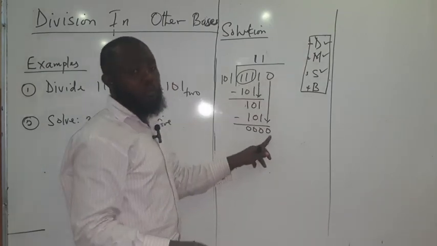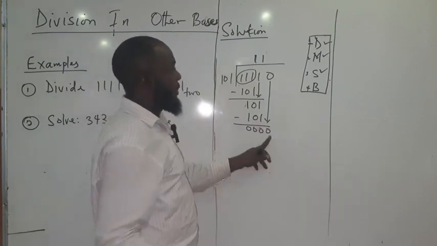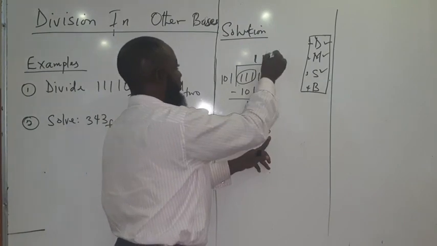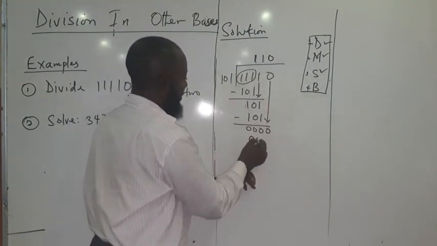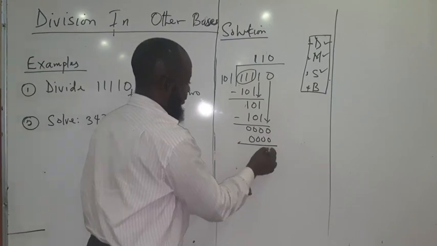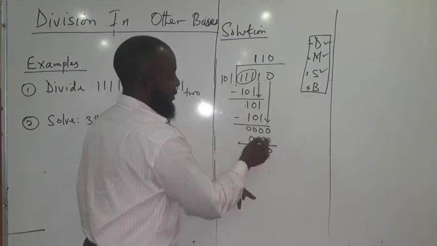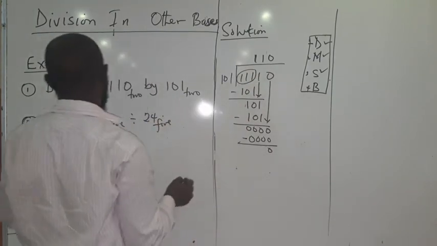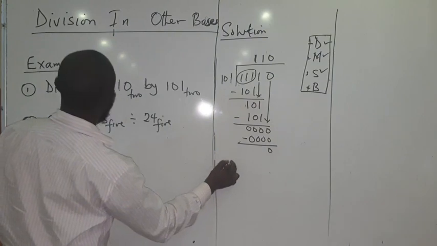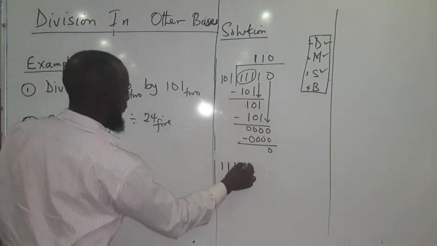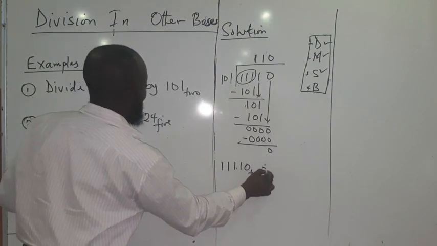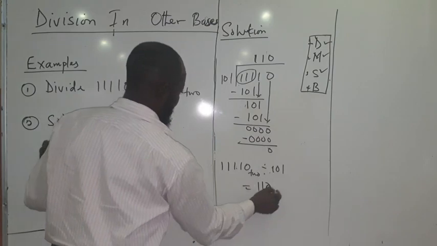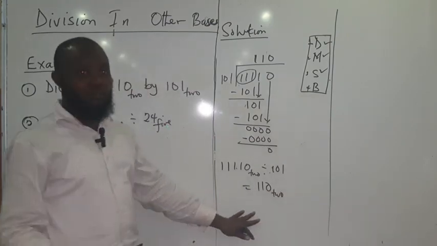Because we still have, for us to have brought down this, it means that we are still going to divide. So 101 in 0 is what? 0. 0 times 101 is what? 0 0 0. And when you subtract, you have 0. There is nothing to bring down again. That is the end. So our answer, which is 1 1 1 1 0 base 2 divided by 101 equals 110 base 2. So that is the first method.